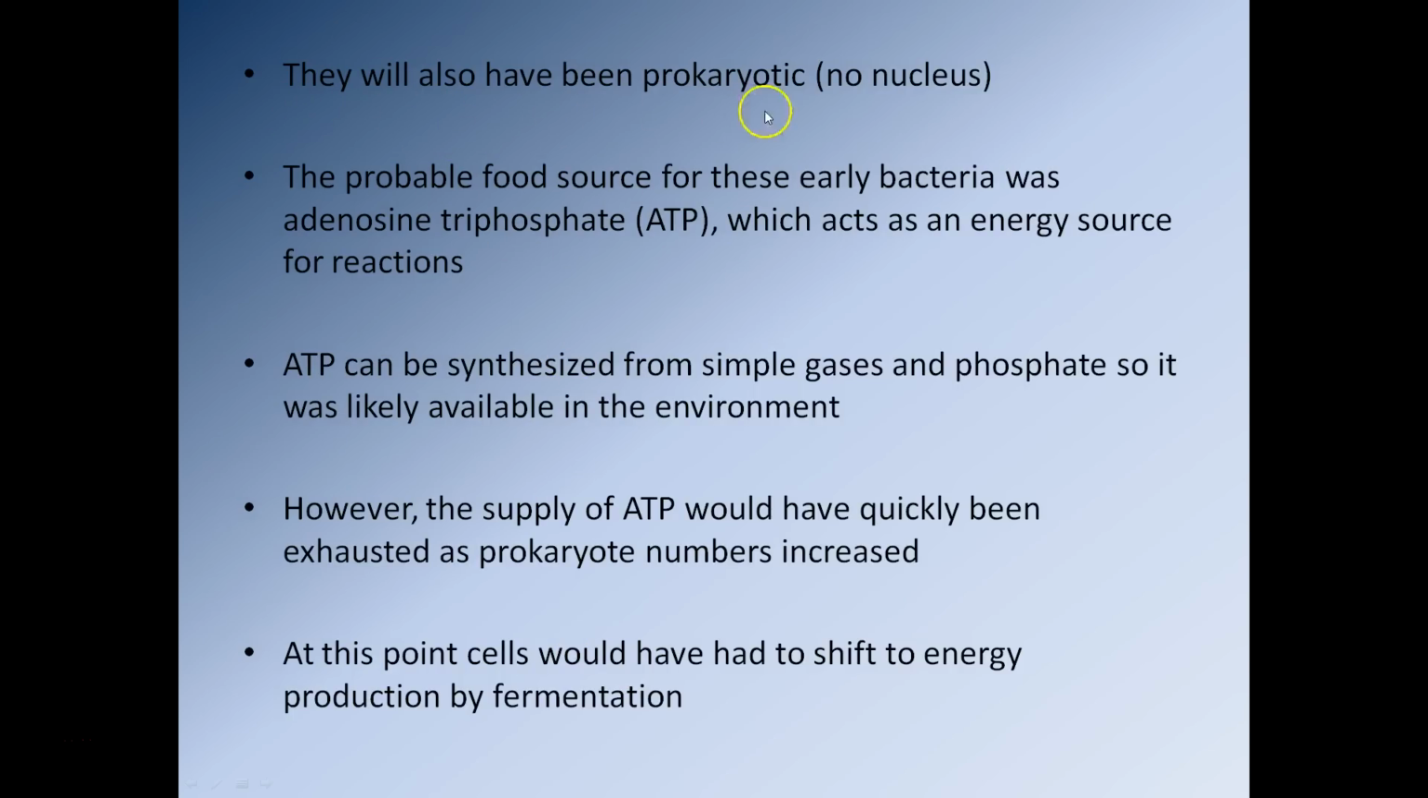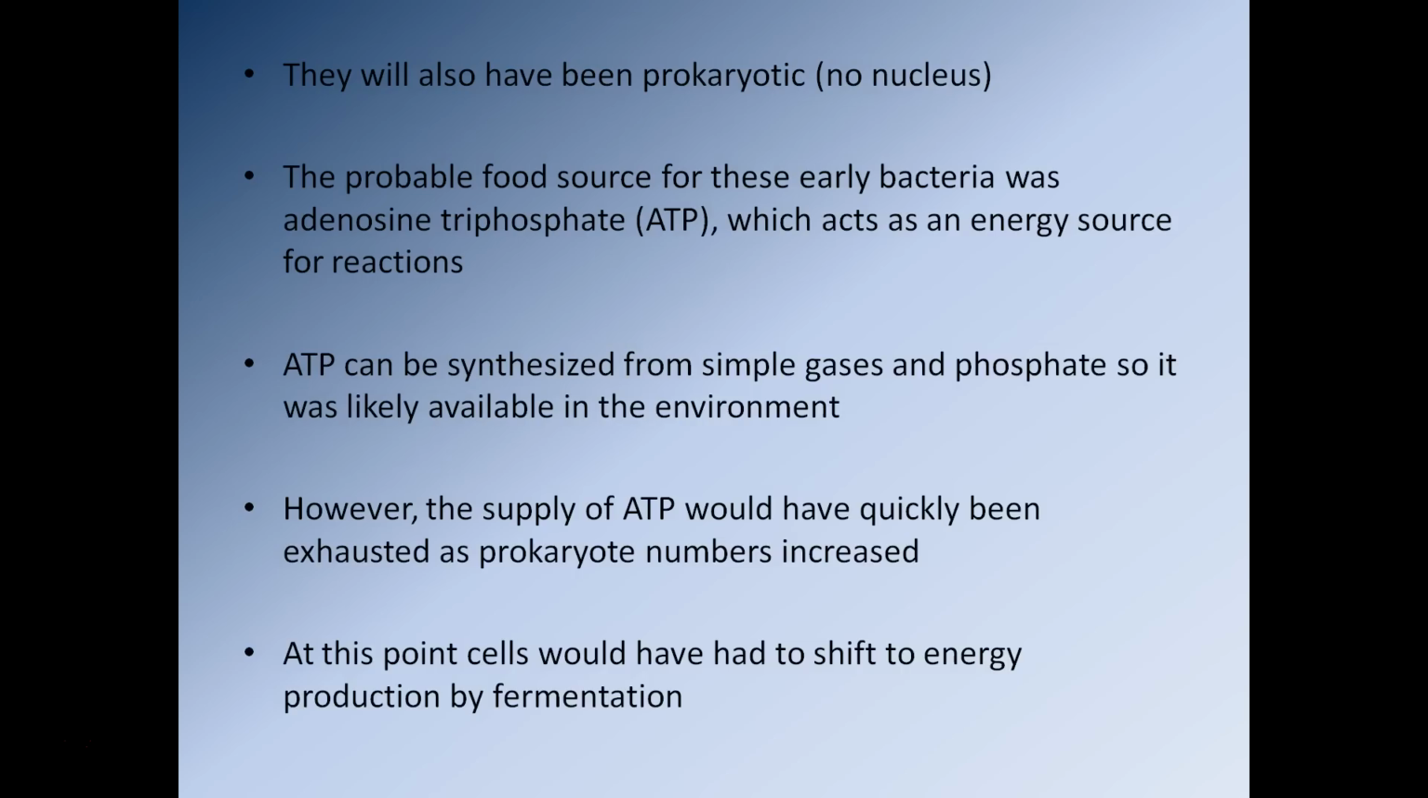They will also have been prokaryotic, so no nucleus. And the probable food source for these very early bacteria was something referred to as ATP, which acts as an energy source for reactions. It's actually the stuff that's used in our cells as an energy source as well. So ATP is quite important. And ATP can be made relatively easily, naturally, from simple gases and phosphate, so it's very likely that ATP would have been available, just through natural reactions, in the environment at that time. So it was there, easily found, easy to use.